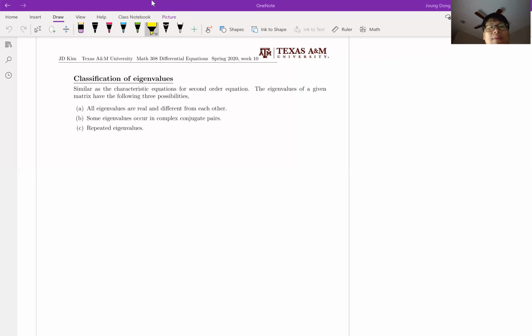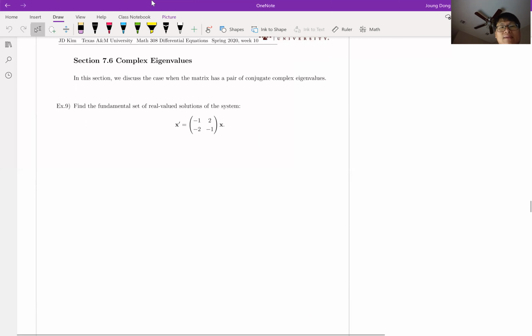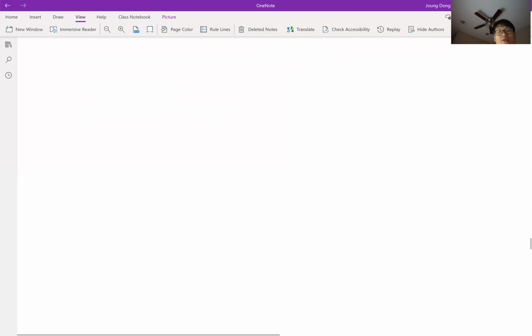And for repeated eigenvalues, it is a similar idea to chapter 3. We will talk about it step by step. So let's start 7.6. Since we have an idea, it might be better to talk about this one with an example.